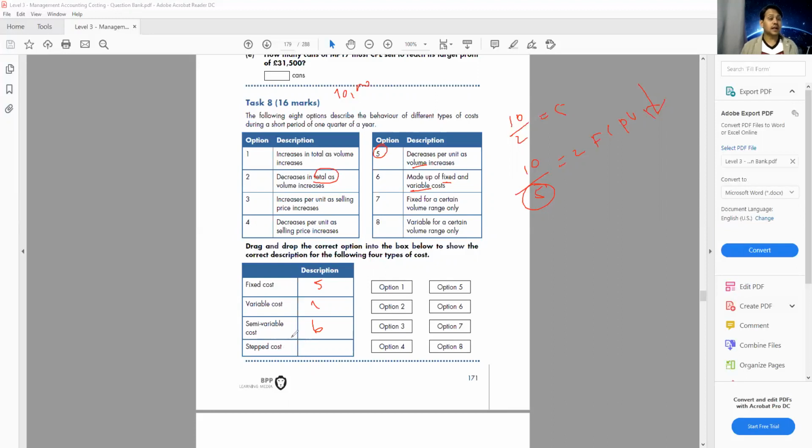Step cost, you already know this. Up to a certain level, the cost is fixed. After that, it keeps changing. So it's fixed for a certain volume range only. So that's 7. Make sure you are very good at these definitions. It will help you to answer this type of question in the coming exam.